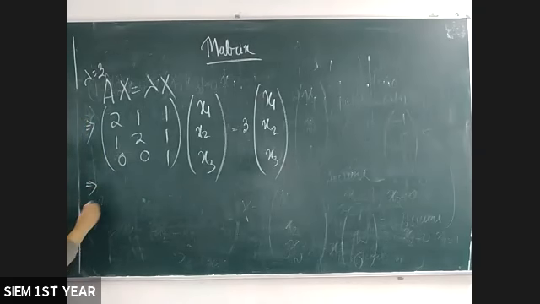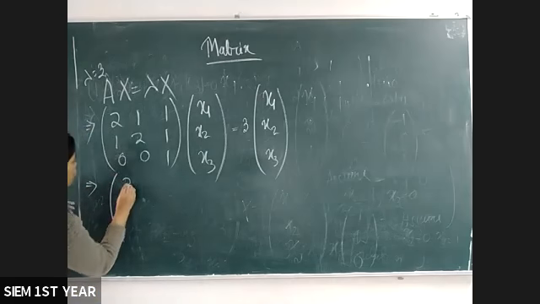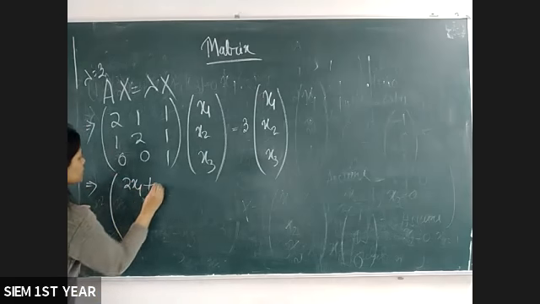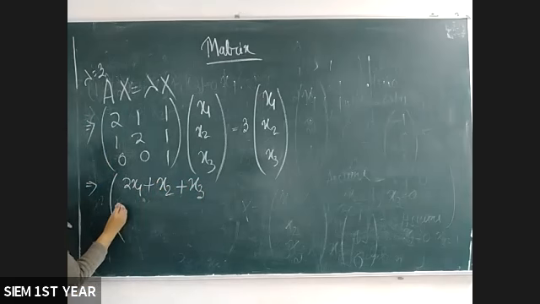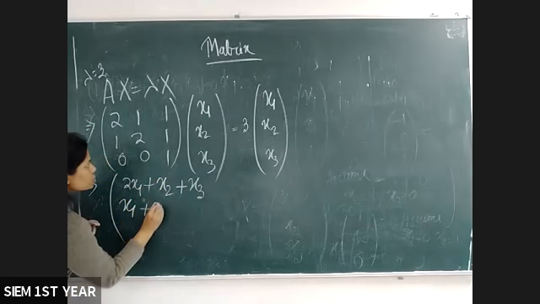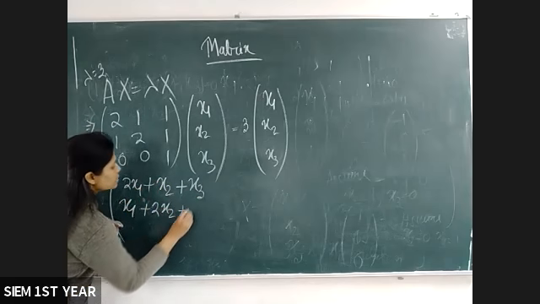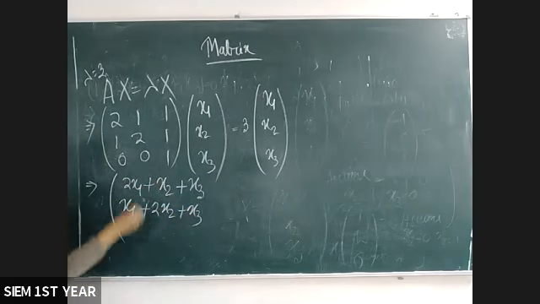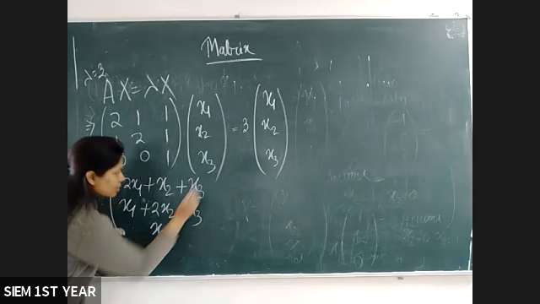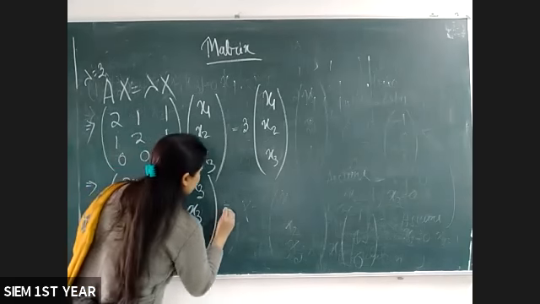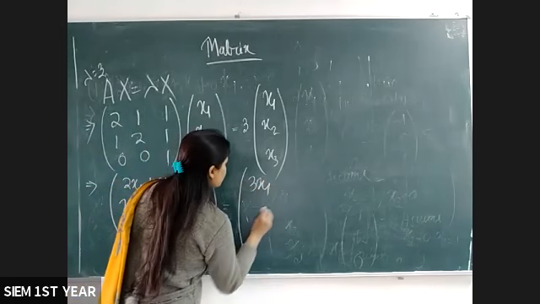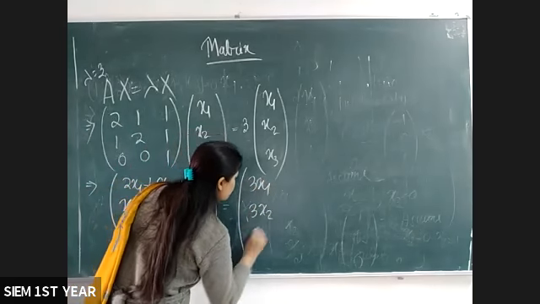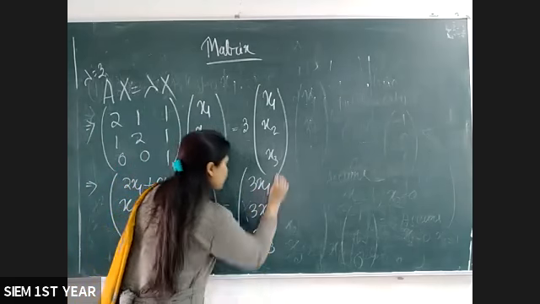Clear? So if you multiply this, you will get 2x1 plus x2 plus x3. Okay? x1 plus 2x2 plus x3. Last one will be only x3, is equal to, now this is 3x1, 3x2, 3x3.